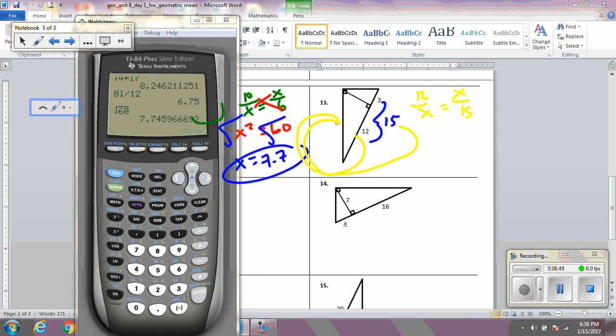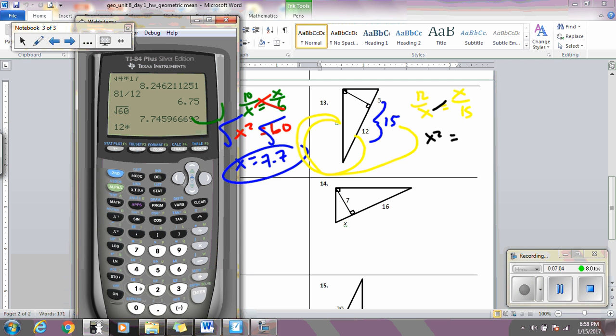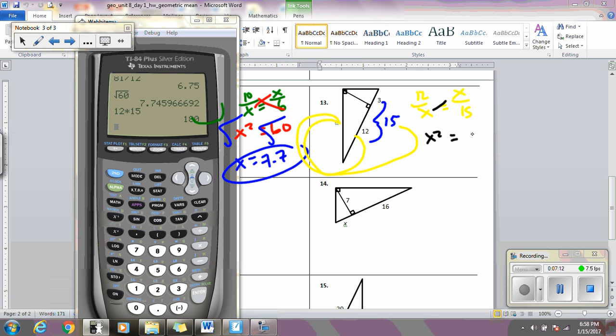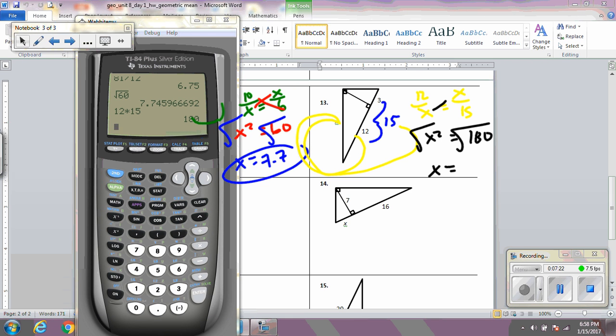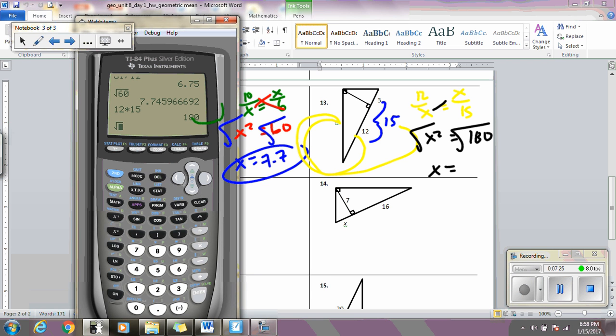Cross multiply. Again, x times x is x squared. And then 12 times 15 is 180. So x squared equals 180. Now I'll take the square root of both sides. So the square root of 180 is about 13.4.